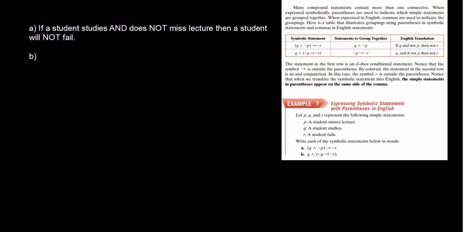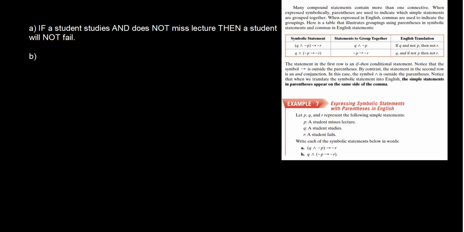Maybe we'll capitalize IF-THEN too, because we also talked about if-thens. I don't know if this will help, but it's there if it is. So we have the if-then, right, because we have the arrow. So if a student studies and does not miss lecture, then a student will not fail. Okay. Now looking at B, we have the Q, and Q means the student studies, and then we have in parentheses, if a student does not miss lecture, then a student does not fail. And honestly, that's about it.